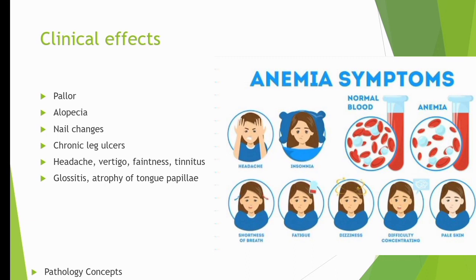Nails become brittle. In chronic iron deficiency anemia, nails become concave instead of convex. Chronic leg ulcers are seen in sickle cell anemia and hemolytic anemia. Headache, vertigo, faintness, tinnitus, drowsiness, muscle weakness are also seen. Glossitis and atrophy of tongue papillae are seen in pernicious anemia.